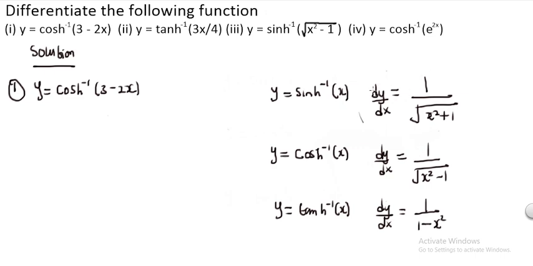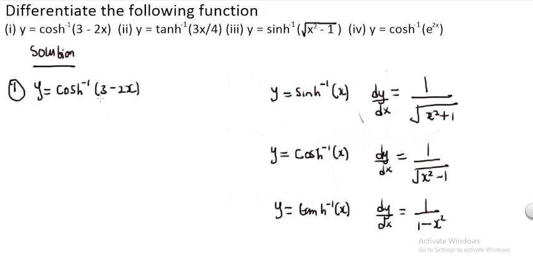In case you want to understand how we got these derivatives, I'll leave a link to a video you can watch that can help you understand how to find the derivatives of inverse of hyperbolic functions. So back to our question. Now our question says we should find the derivative of cosh inverse of 3 minus 2x.